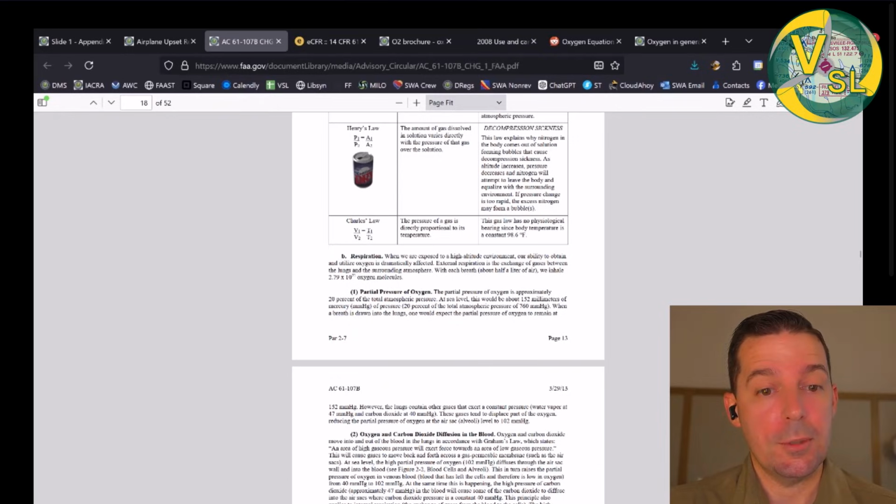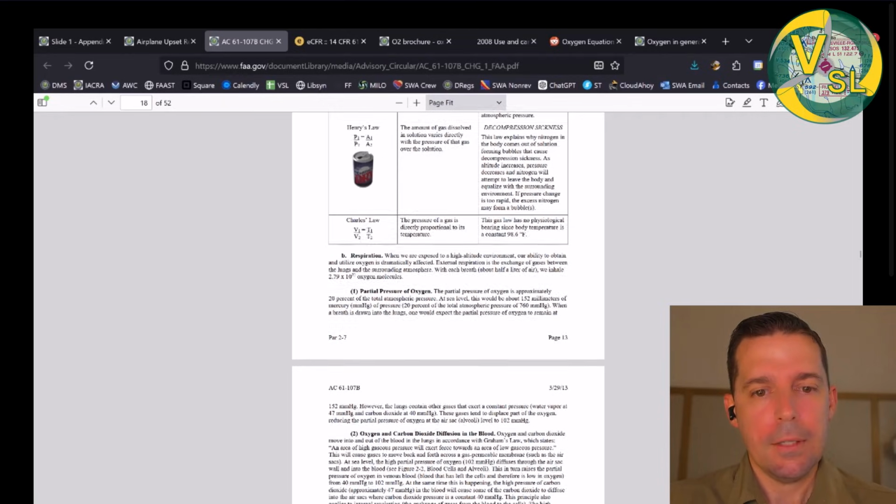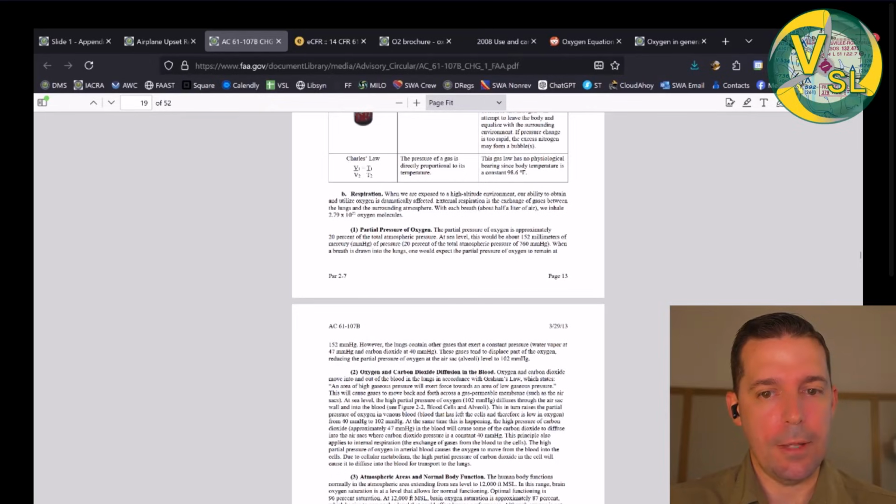Partial pressure of oxygen is approximately 20% of the total atmosphere, where we talked about that. It's 21%. So here's where it gets into the millimeters of mercury, or pressure. So at sea level, that's about 152 millimeters of mercury. And that's 20% of the total atmosphere of 760. So your total atmosphere is 760, 20% of that is 152.